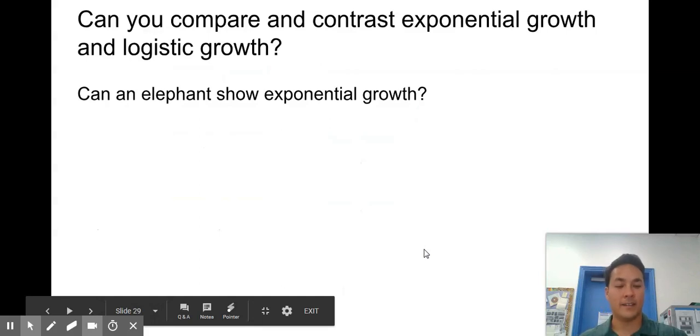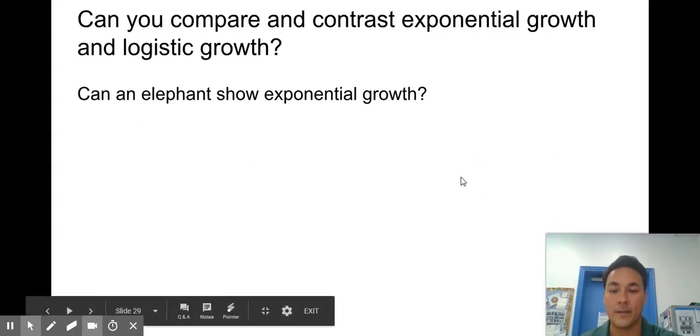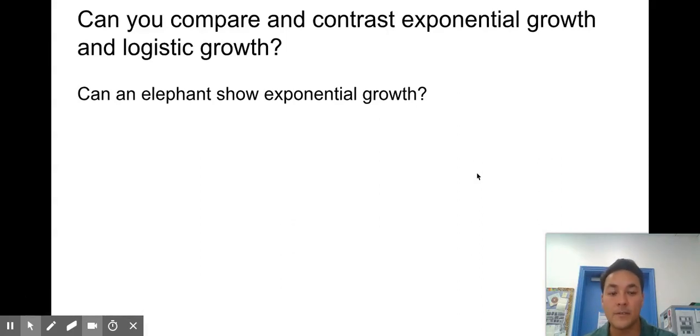All right. Can you compare and contrast exponential growth and logistic growth? And then a tricky question, can an elephant show exponential growth? So you should take out a pen and paper. Can you draw those graphs and kind of describe what's going on?